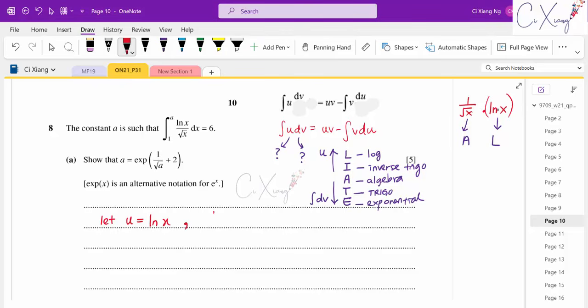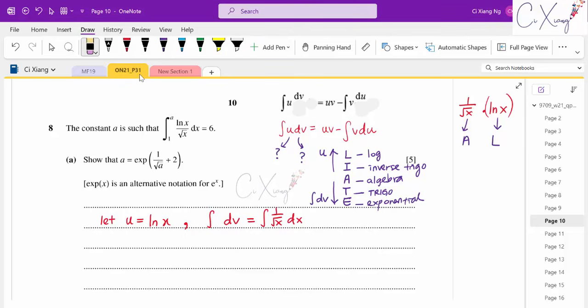Okay, where the integration of dv will be equals to what? Will be equals to this one. So you're having the integral of 1 over square root x dx. So this is how we decide, or we determine, which group is which one. Alright, after you decide the u and also dv, then of course you can start with the integration and differentiation separately.